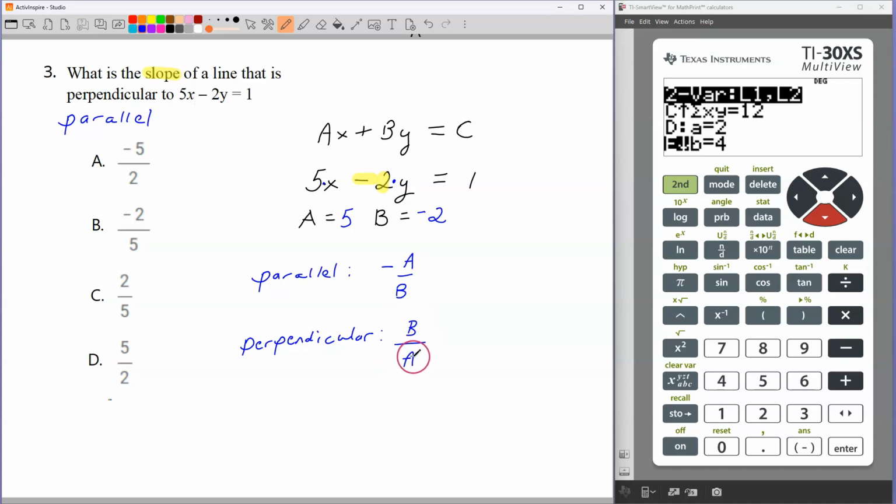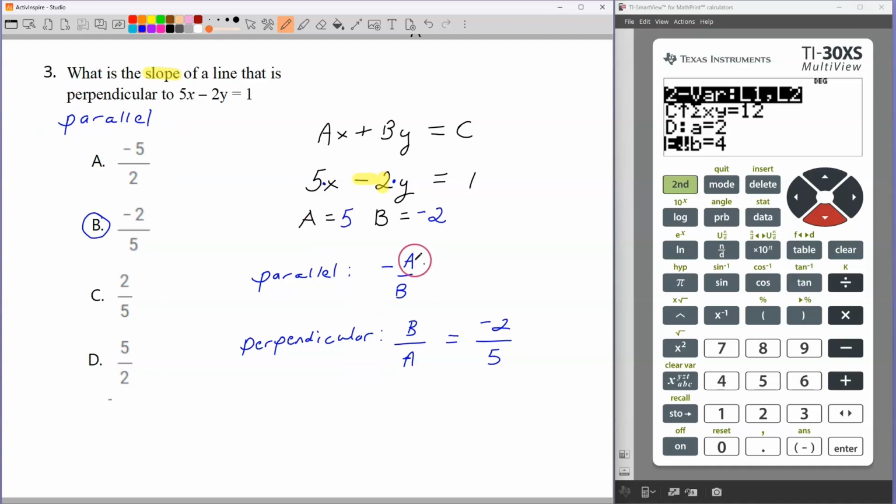Well, it said perpendicular here, so my B value is -2. So I replace the B with -2. My A value is 5. I replace the A with 5. So what is the slope of a line that is perpendicular to this equation? It's -2/5, which would be B. And you move on. Now I put this in here intentionally to show you that sometimes with these types of problems, you can't use the calculator. It's not very helpful. And a problem like this, if you get stuck, this is something you might want to move on and just guess here. And because it's a time test.